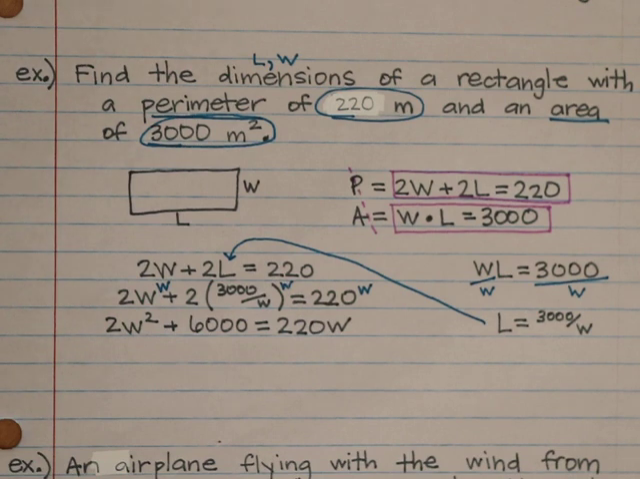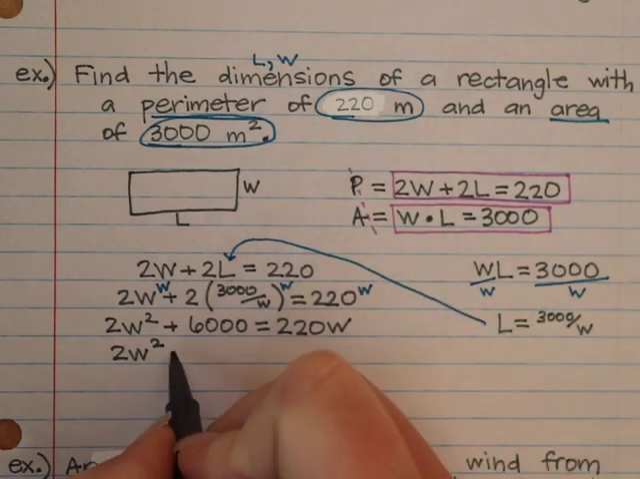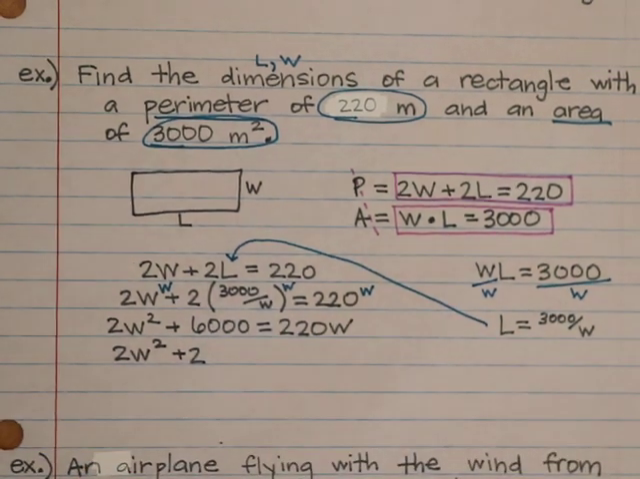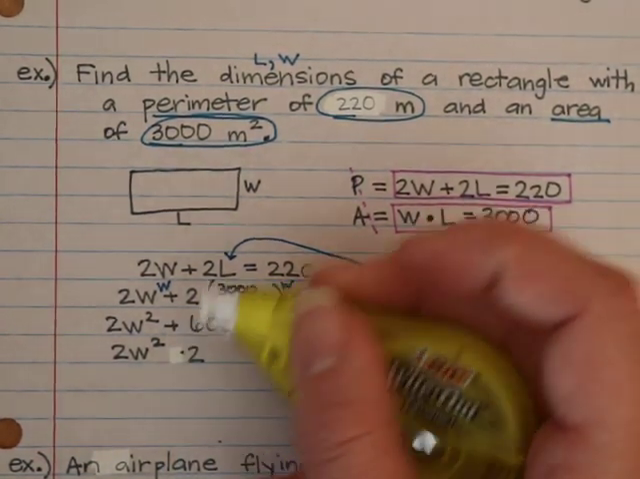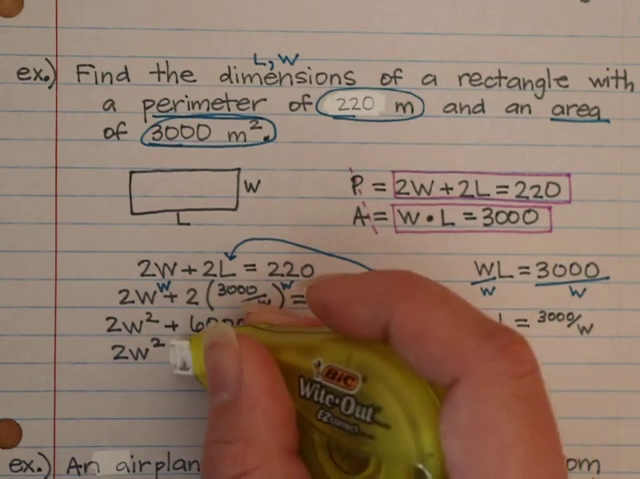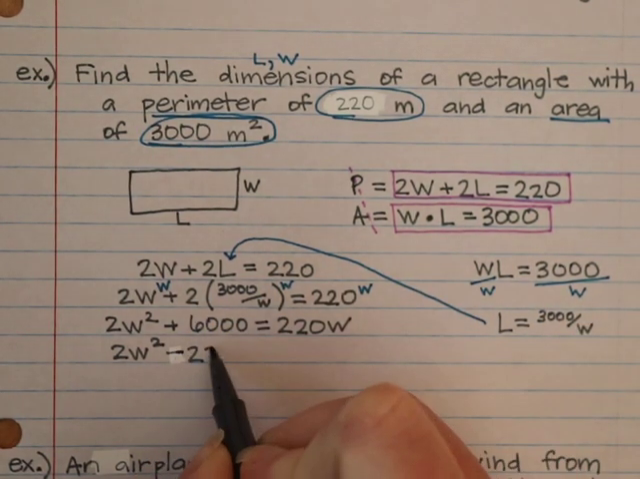As we go through this, we now have a quadratic. One of the key pieces of solving a quadratic is to make one side equal to 0. In order to do that, I'm going to bring that 220 over by subtracting it.